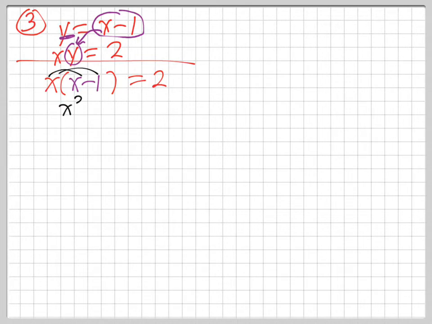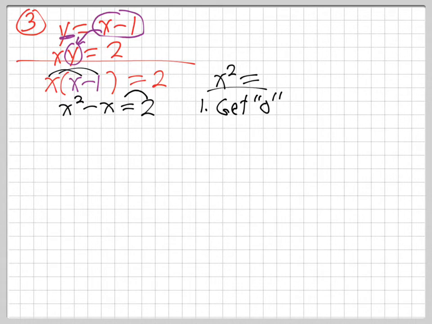So I do. In the second equation, now I've got an equation with only x, so I can solve it, distribute. X squared minus x is 2. So this reminds us of the x squared with an equal game plan. Step 1, get a 0. So jump this 2 over, or subtract 2 from both sides. Same deal. Get a 0.